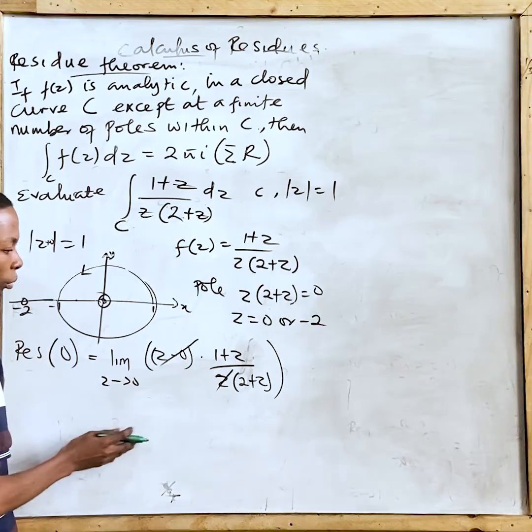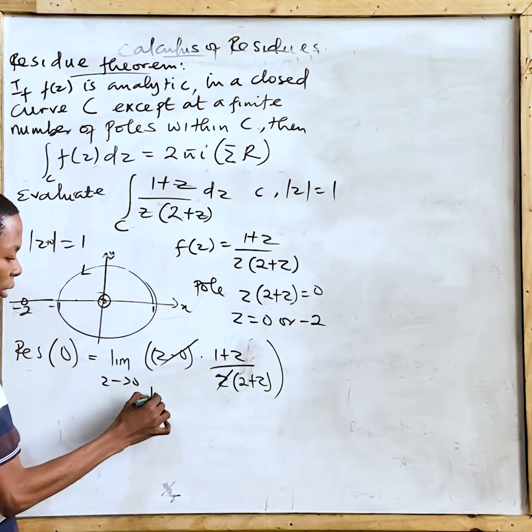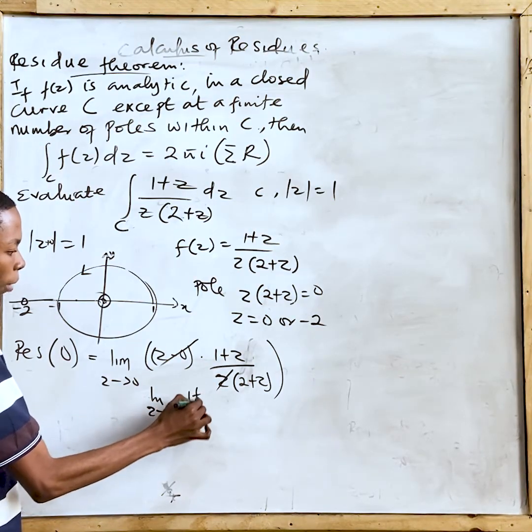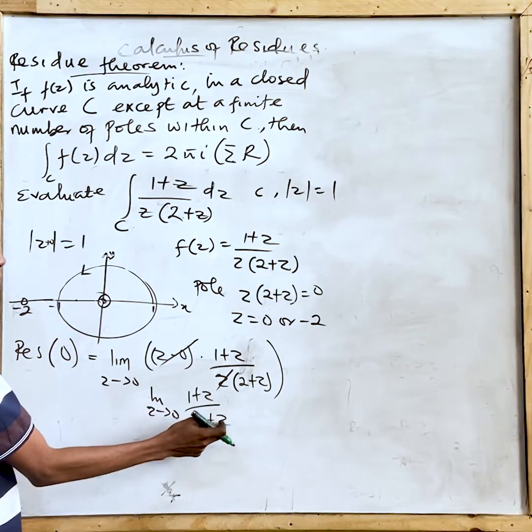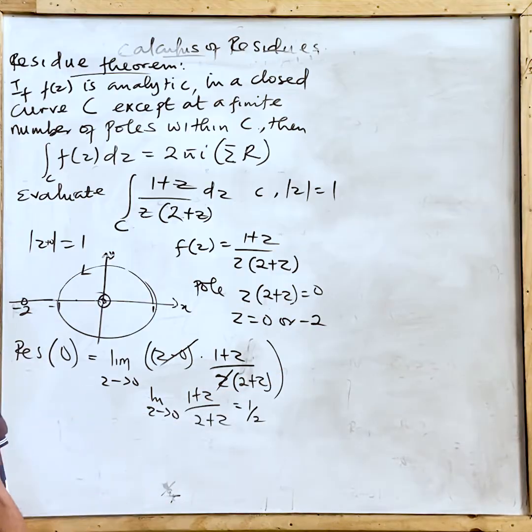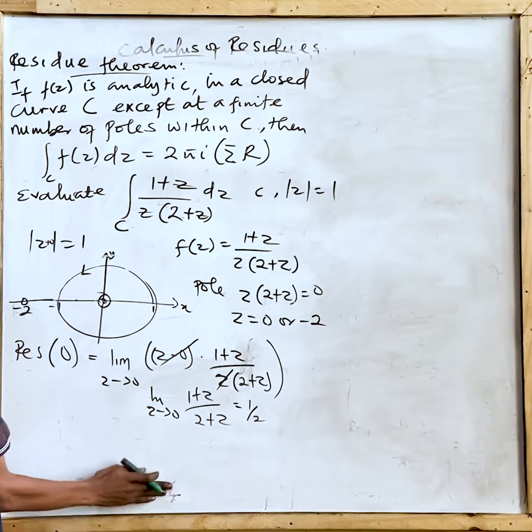So this one will cancel. So we are now taking the limit as Z approaches 0 of (1 plus Z) over (2 plus Z). Don't forget Z is 0. If you put 0 here, put 0 here, our residue will be 1 over 2.